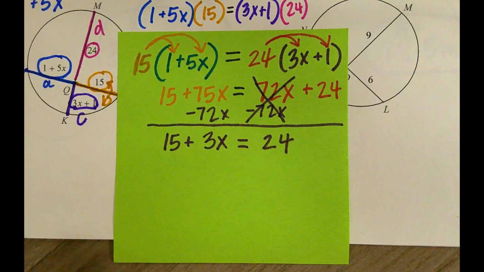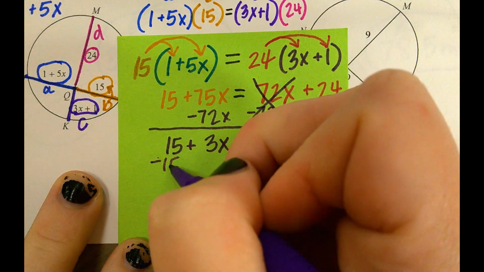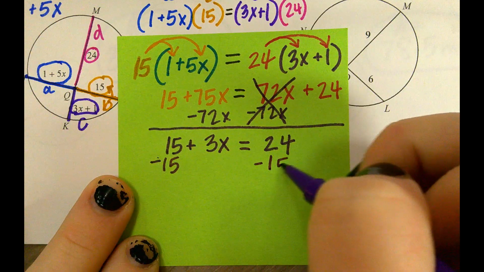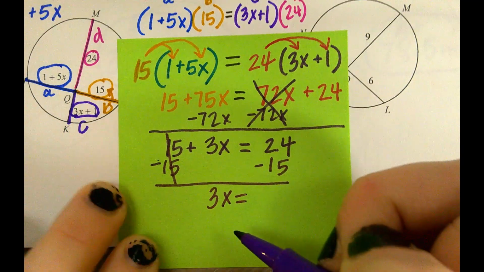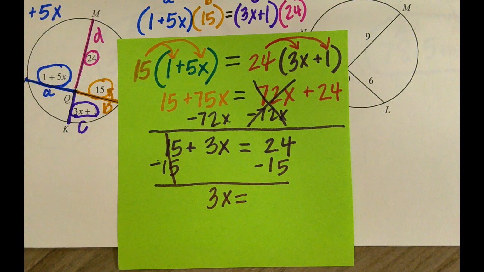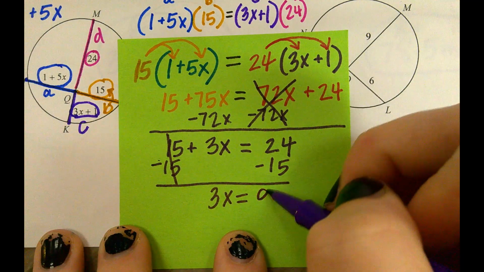We are here. What do we do next? Minus 15 to 24. Perfect. Minus 15. Bring down 3x equals 9. Good.